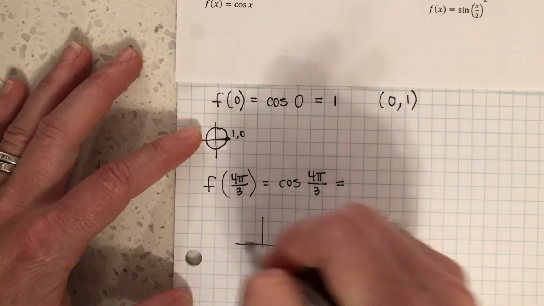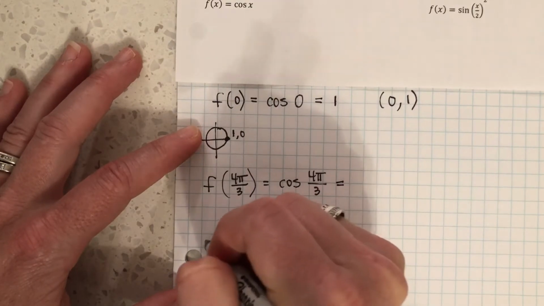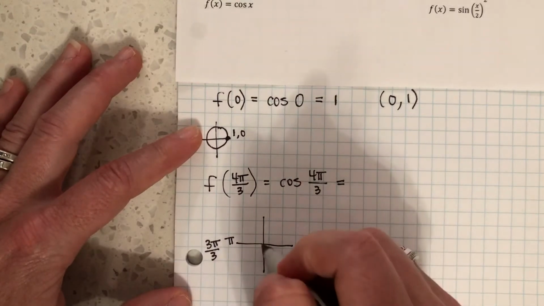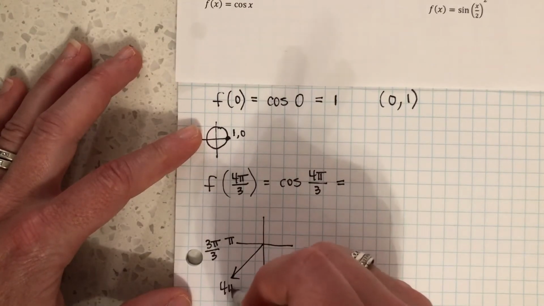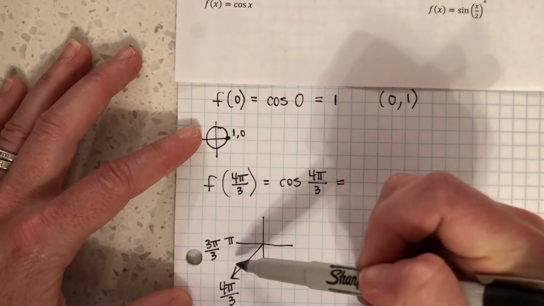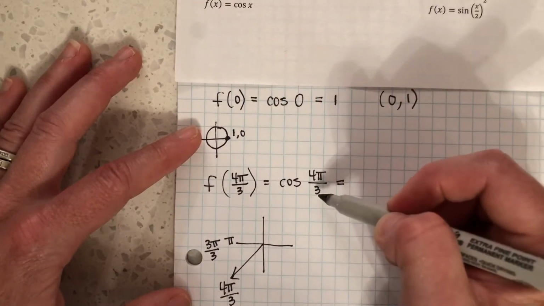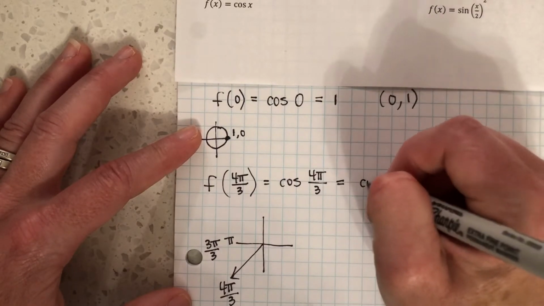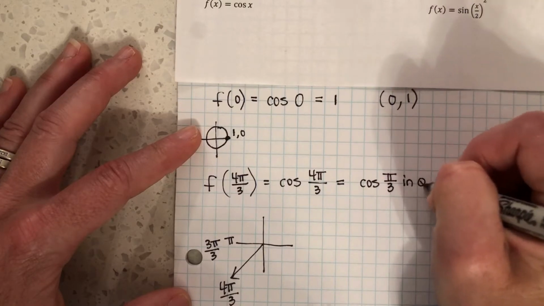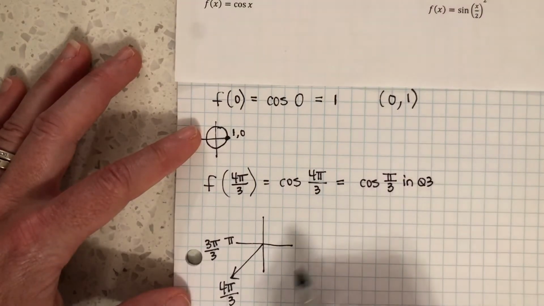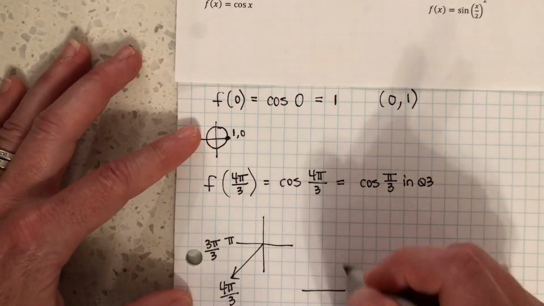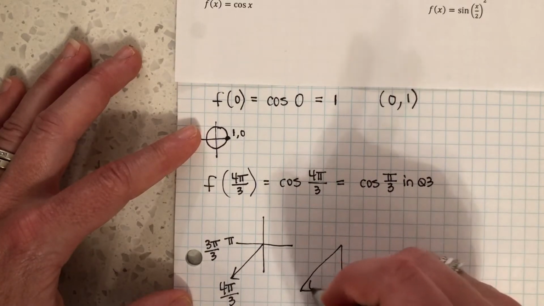Well, in the world of pi's over 3, pi is 3 pi over 3. So your fourth pi over 3 would be right here in quadrant 3. And who is the reference for 4 pi over 3? 1 pi over 3. So when you find the cosine of 4 pi over 3, you're really finding the cosine of pi over 3, which is 60, but it landed in quadrant 3. So what ratio do you get? What is the cosine of a pi over 3, a 60? Guys, what's the cosine of a 60?